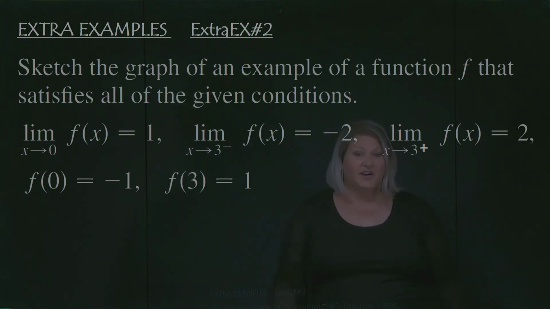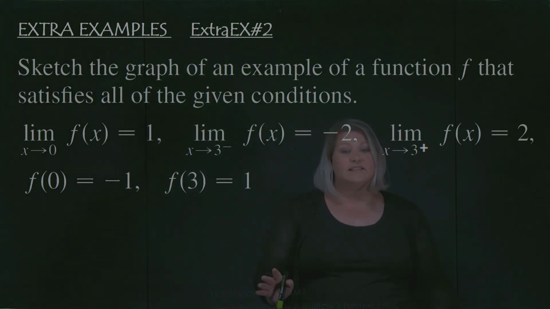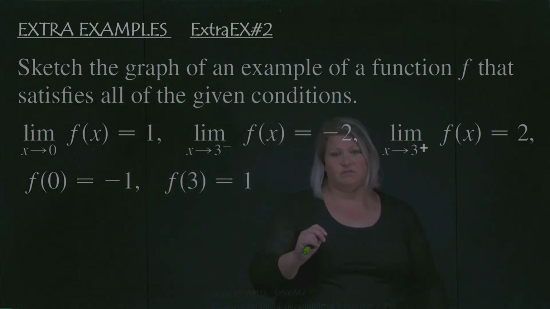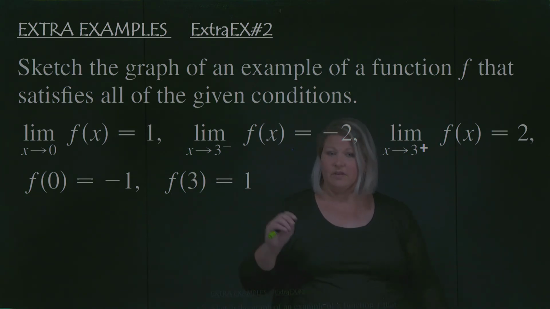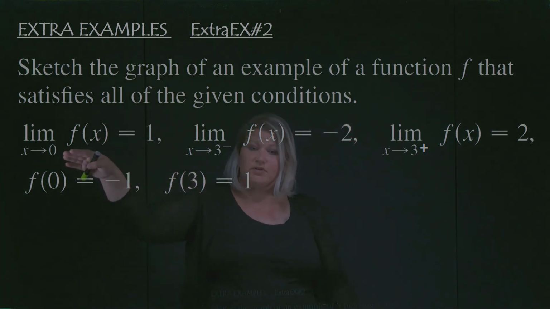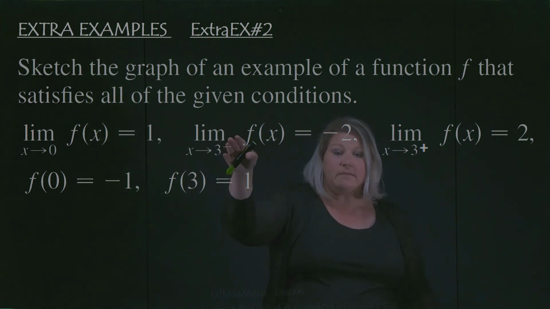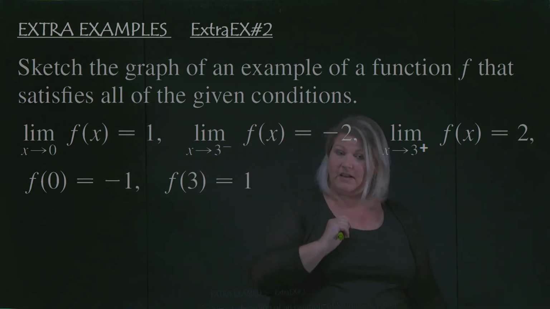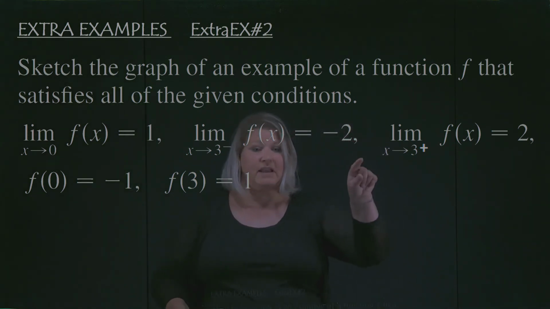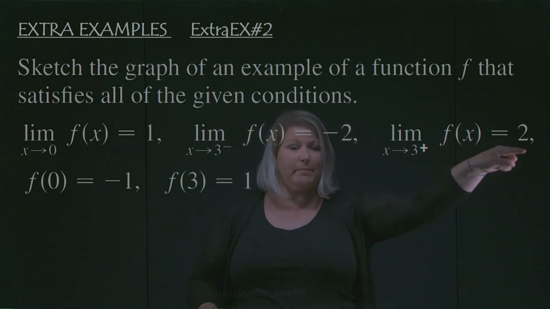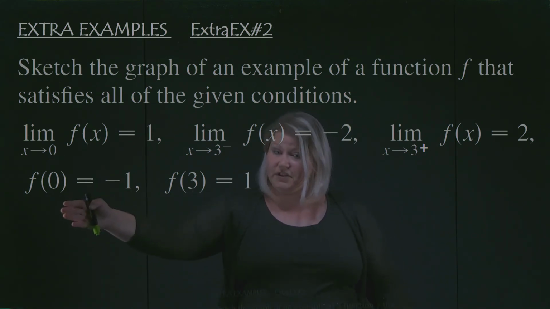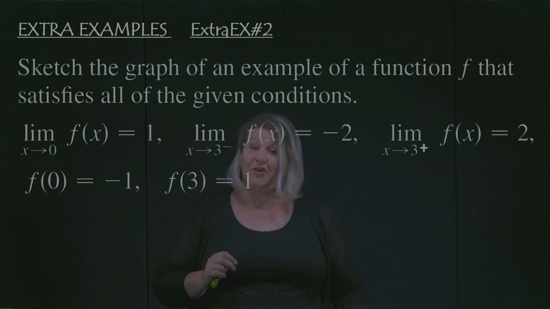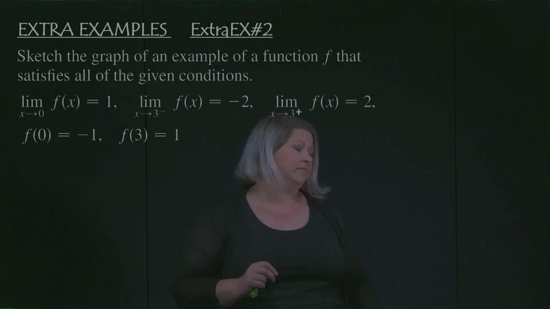So now let's take a look at our next example. I want you to sketch a graph that has all of these attributes, okay? There's a lot of them. The limit of f of x as x approaches 0 has got to be 1. The limit of f of x as x approaches 3 from the left has got to be -2. And the limit as x approaches 3 from the right has got to be +2. f of 0 has got to be -1, and f of 3 has got to be 1. You ready? Let's do it.